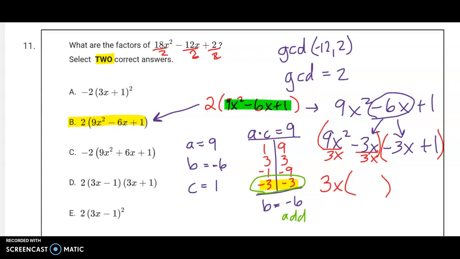9x squared divided by 3x is 3x, because you had 2 x's in the numerator, and when you take 1 out from the denominator, there's only 1 remaining. 3 divided by 3 is 1, and if you have 1x and you take away 1x, there are no x's left. So it's just minus 1.